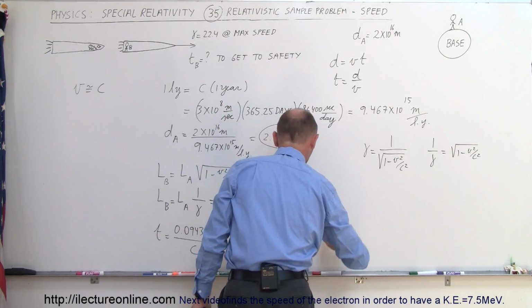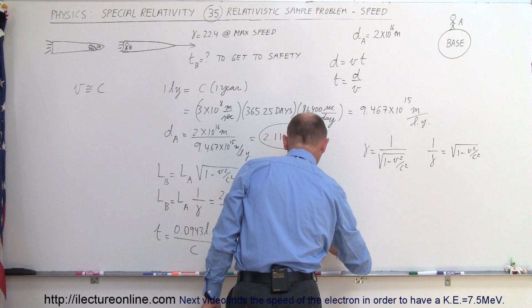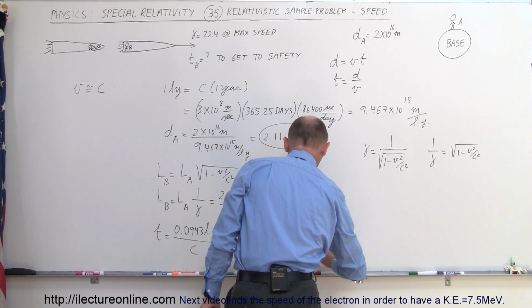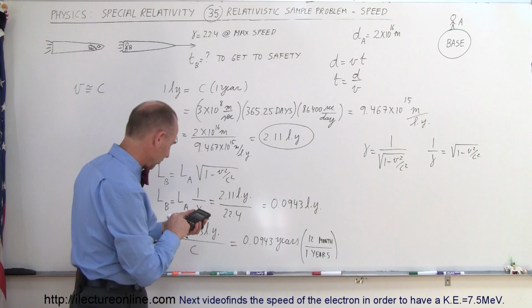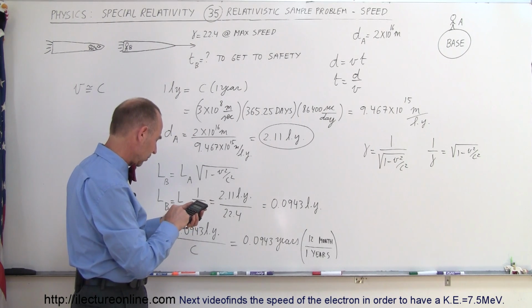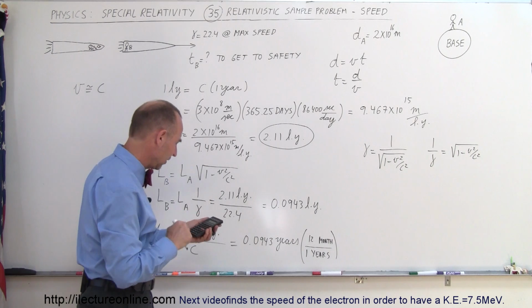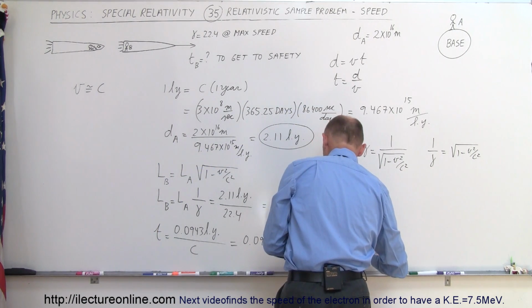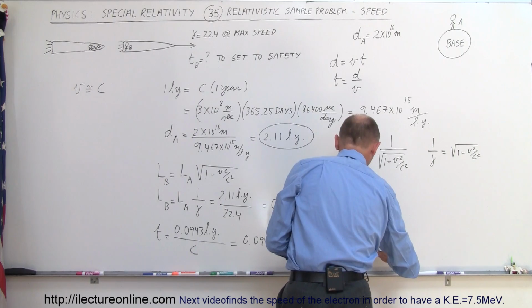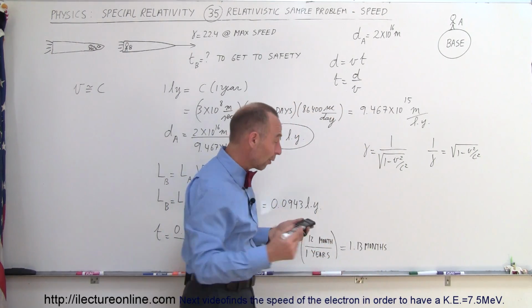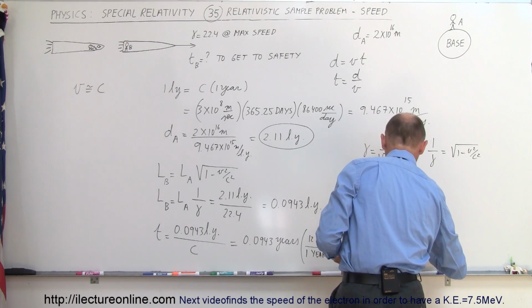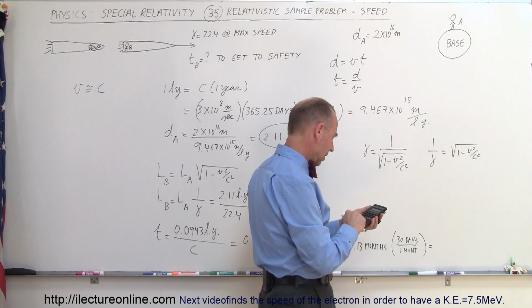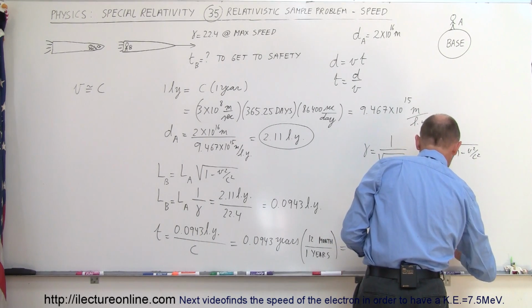So let's convert this to months. We have 12 months per year, so we have 0.0943 years times 12, and that is equal to 1.13 months. And if we then convert that to days, roughly speaking, there's roughly 30 days in a month, so we have 30 days divided by 1 month, and so that's times 30. That would be roughly 34 days.